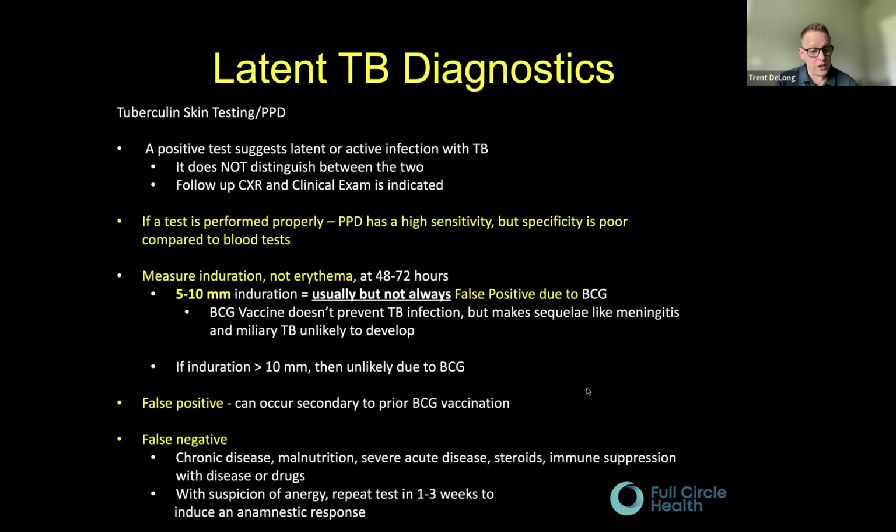False negatives can occur as well with PPD tuberculin skin testing: chronic disease, malnutrition, severe acute disease, steroid usage, immune suppression with diseases or drugs. With suspicion of anergy, it is recommended that you repeat the test in 1 to 3 weeks to induce an anamnestic response.